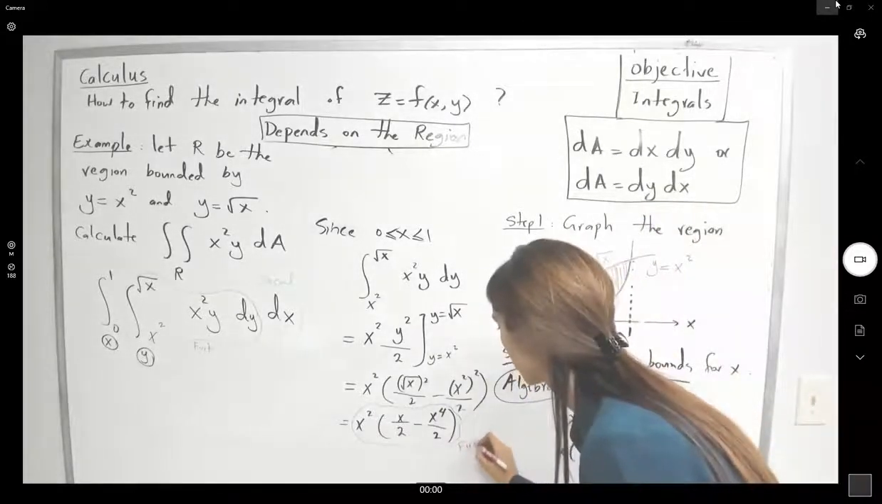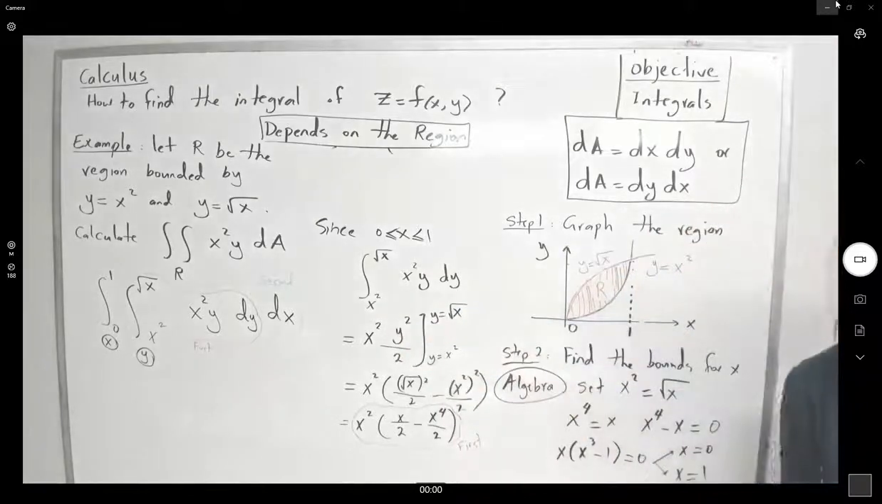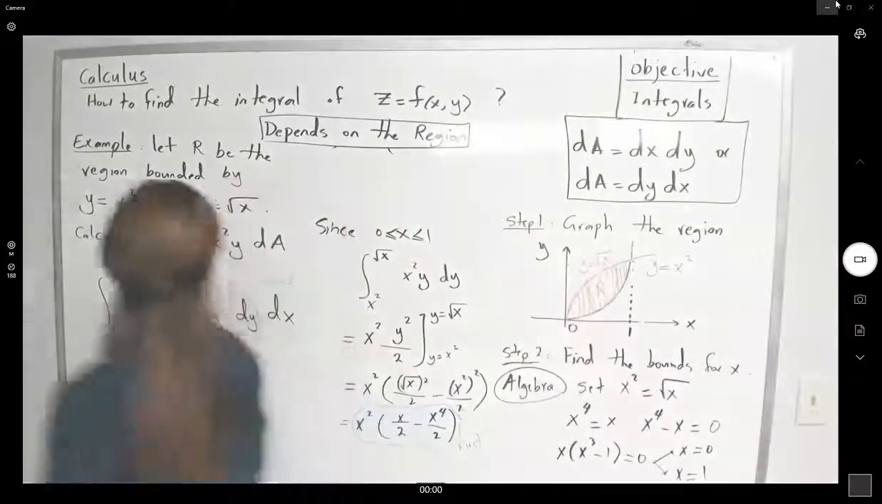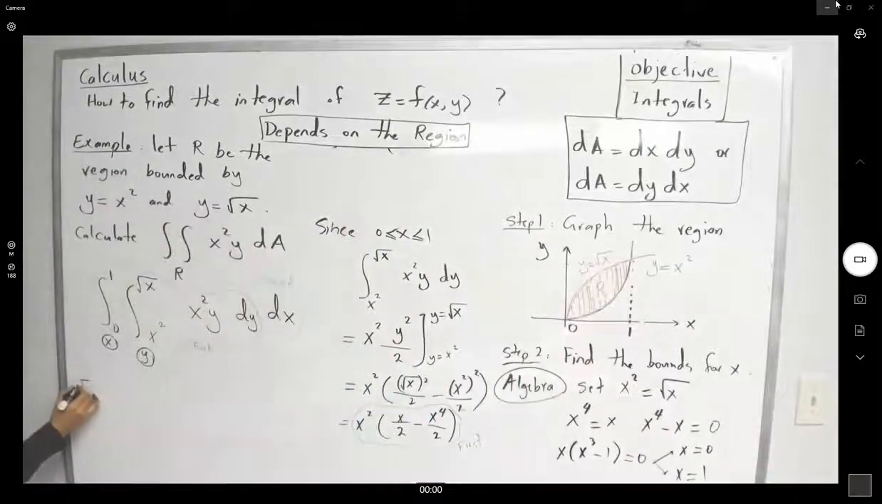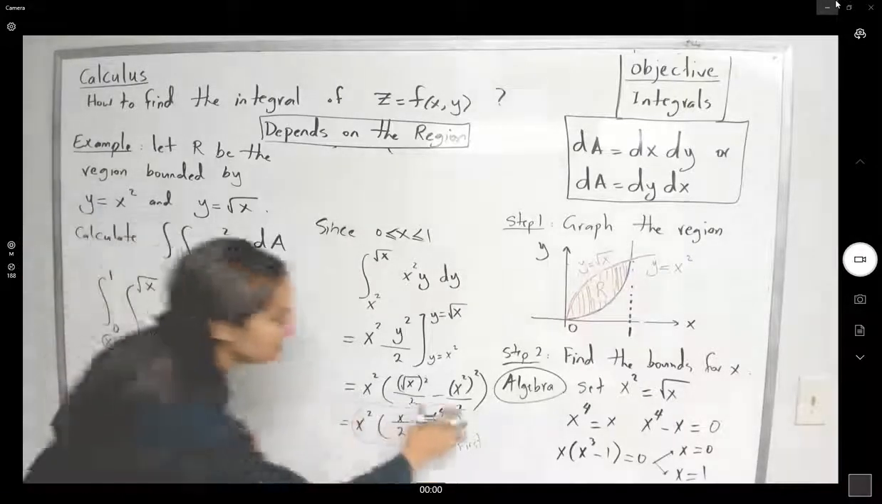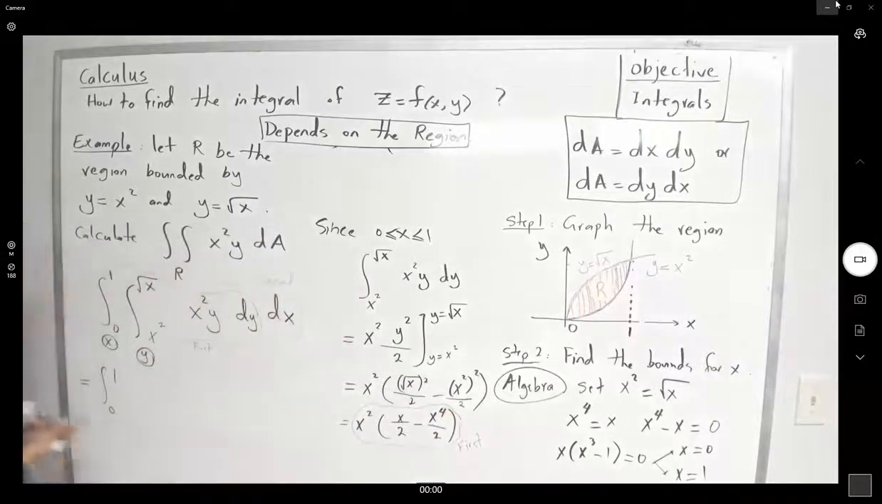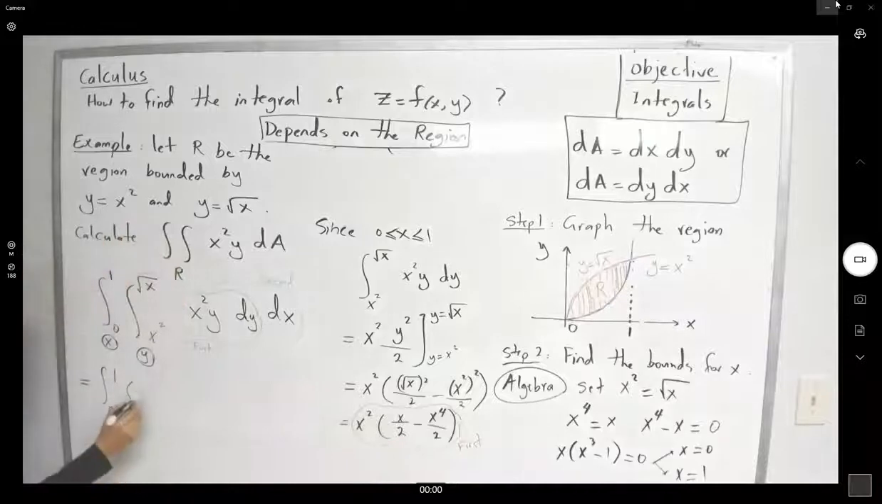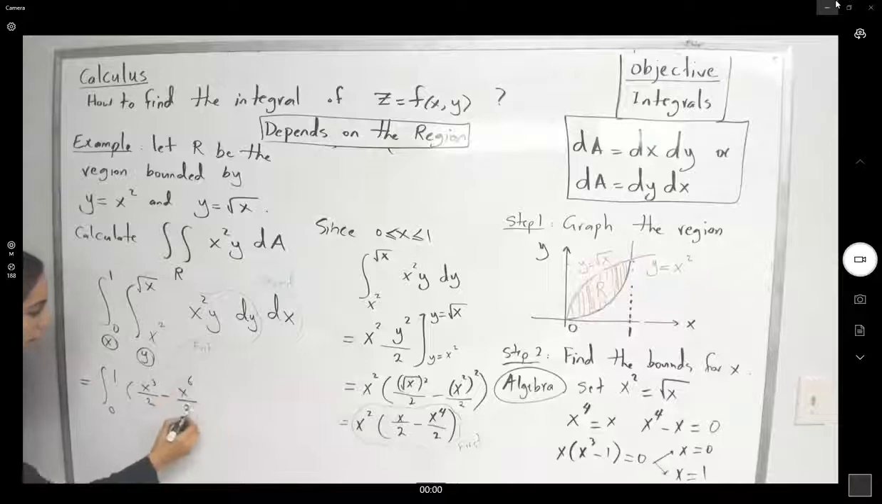This is my first integral. Now I plug that in and start taking the integral with respect to x. So this is equal to the integral 0 to 1. The first integral has terms x in it. I get x cubed divided by 2 minus x to the 6th divided by 2 dx. The rest is easy. You've seen this integral before.